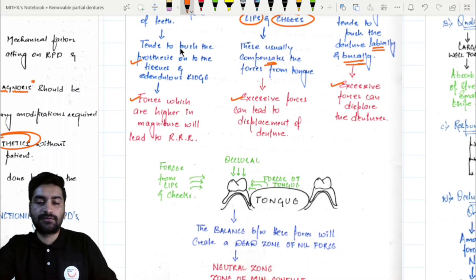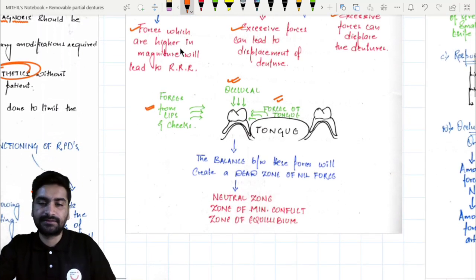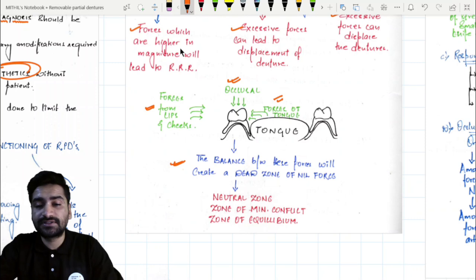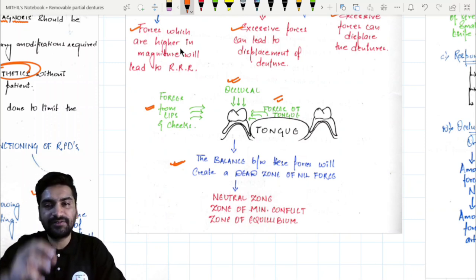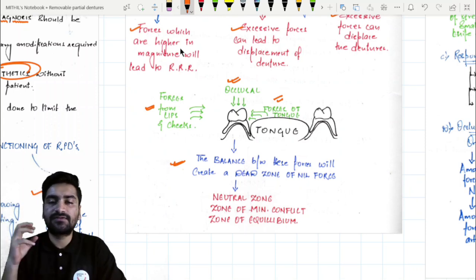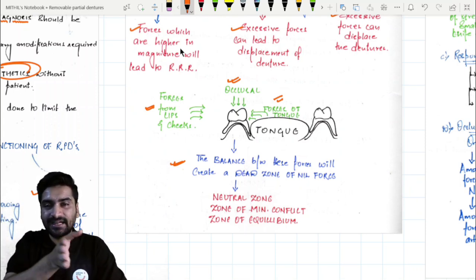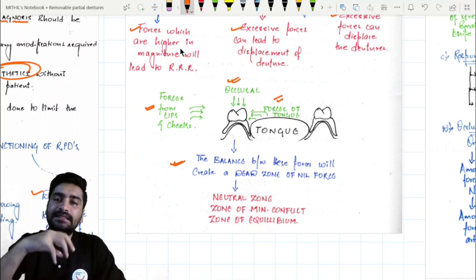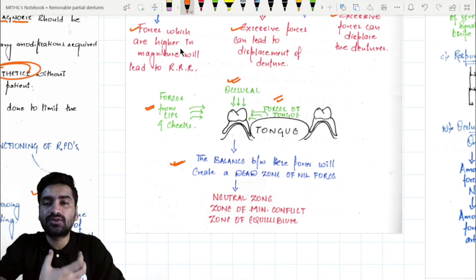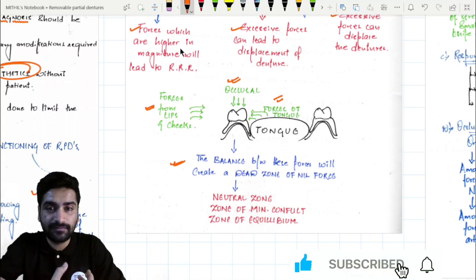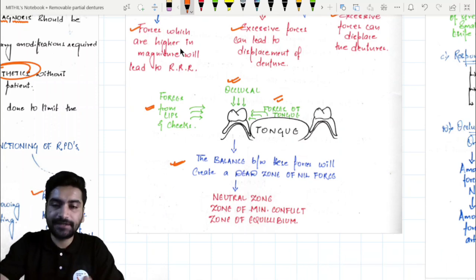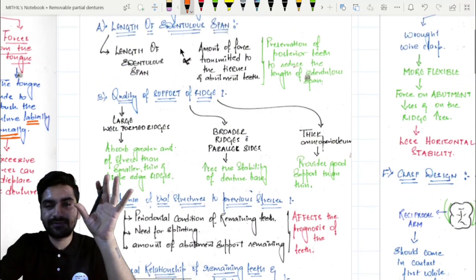So the forces from the lips and cheeks, forces from the tongue, and forces from the occlusal surface: balance between these forces will create a dead zone of nil force. When there is optimum balance between the occlusal force, the surrounding musculature force, and the forces from the tongue, that point where all the forces are neutralized is called a dead zone or zone of no force. In prosthodontic terms, you can call it the neutral zone, or other names like zone of minimum conflict or zone of equilibrium. So this is a simple concept which we need to understand.